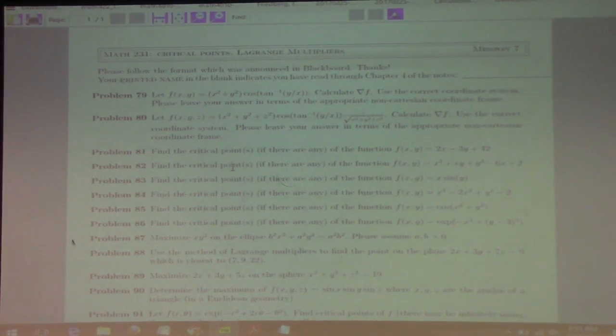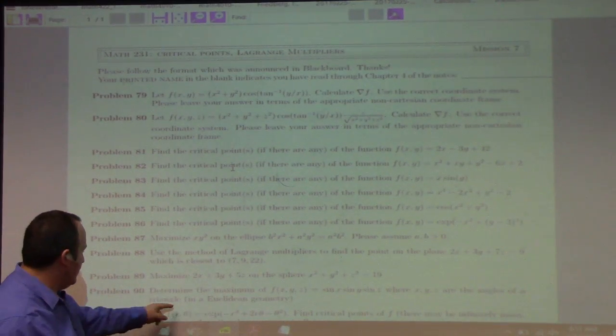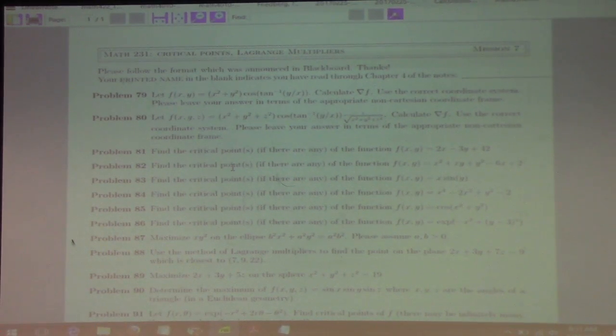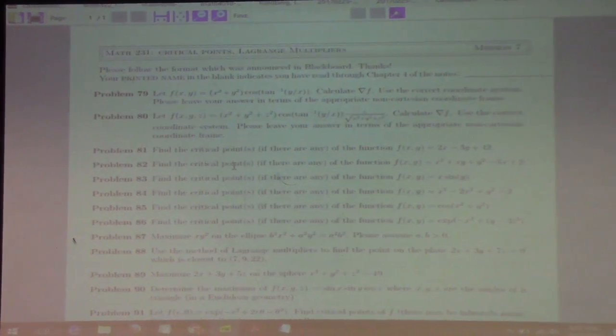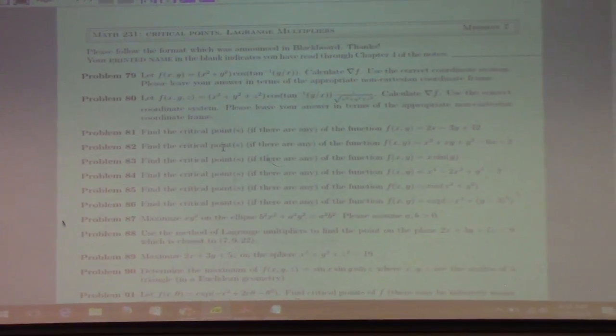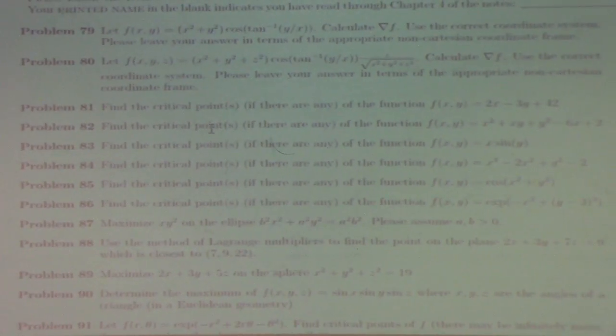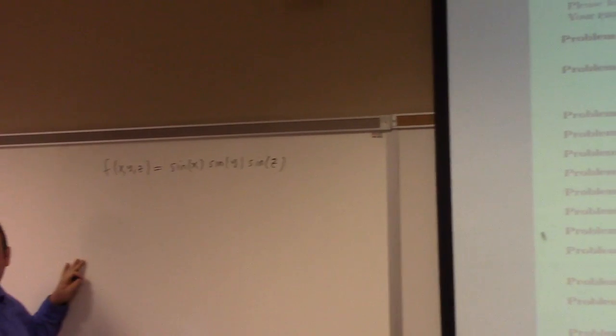So what's our objective function here? In problem 90, our objective function is what? Maximizing the angle. It's sine of x, sine of y, sine of z, right? What's the constraint? x plus y plus z equals pi.